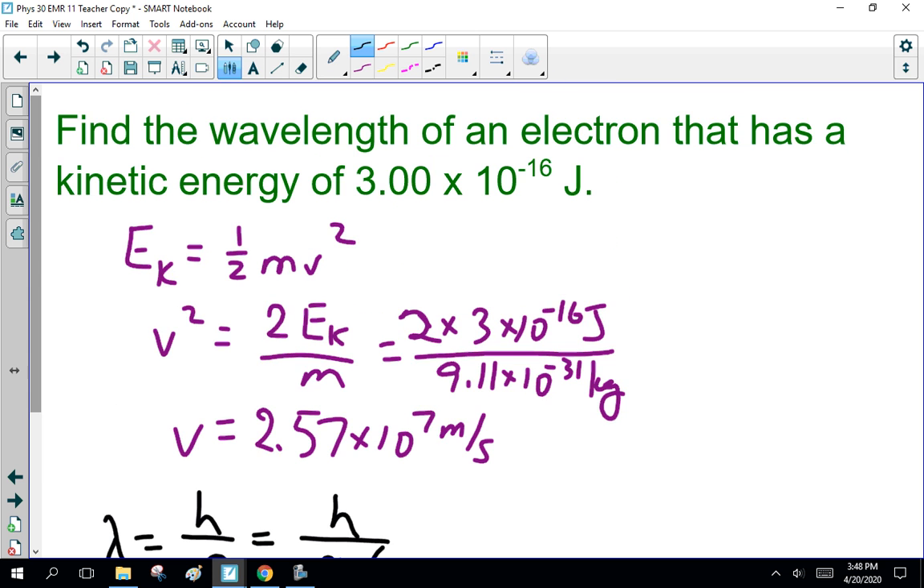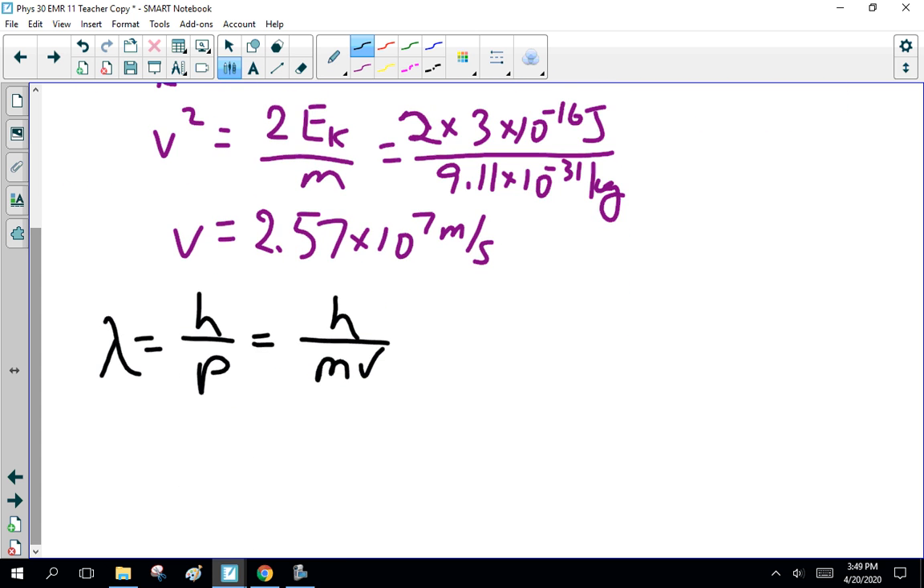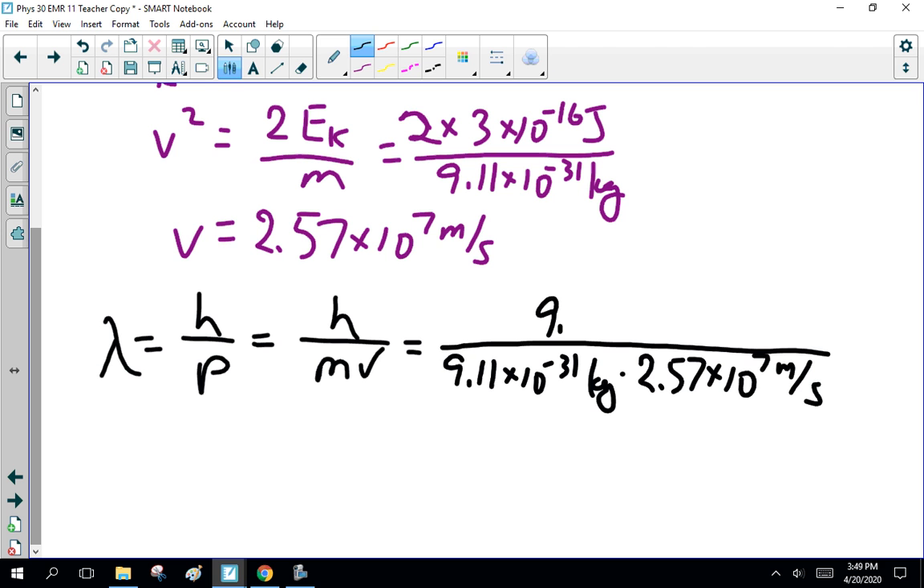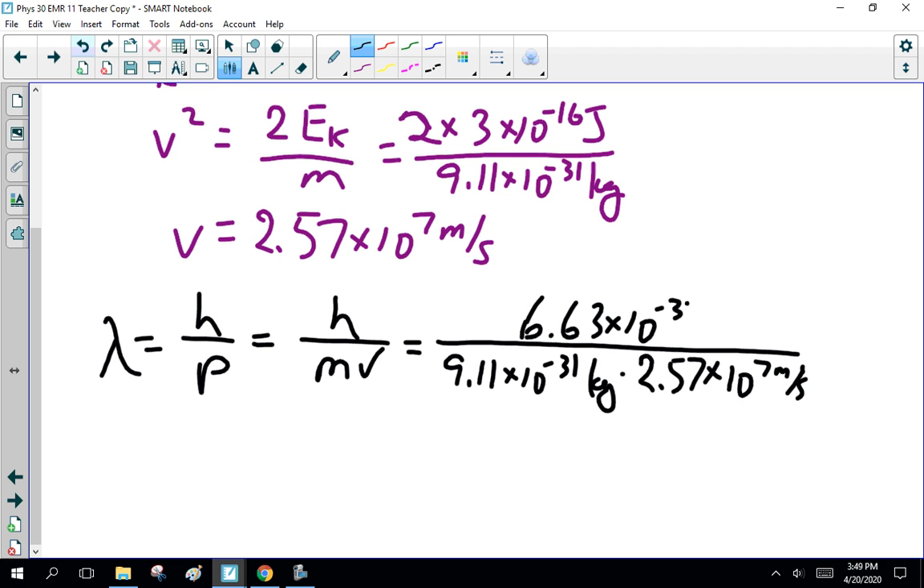So, first question is, what's the velocity? From that velocity, we have to figure out the wavelength. So, let me see. 9.11 times 10 to the minus 31 of a kilogram times 2.57 times 10 to the 7 meters per second. And I forgot that is 6.63, not mass of an electron, times 10 to the minus 34 joule seconds. And what's that wavelength? Well, I got 2.8324 times 10 to the minus 11 of a meter.